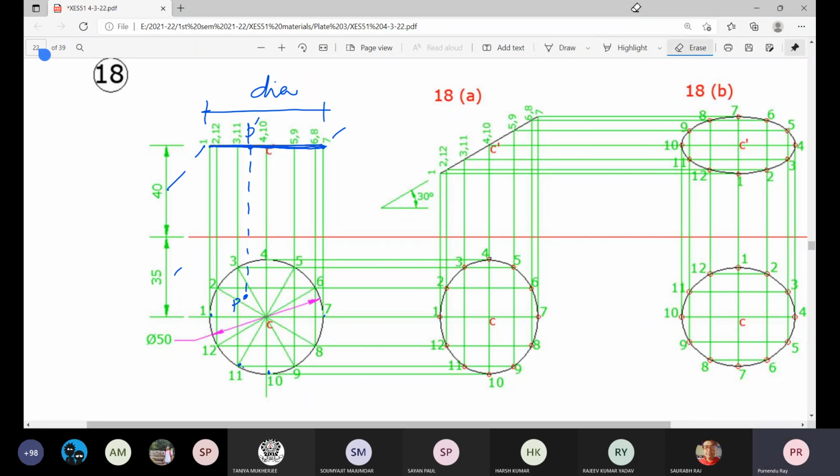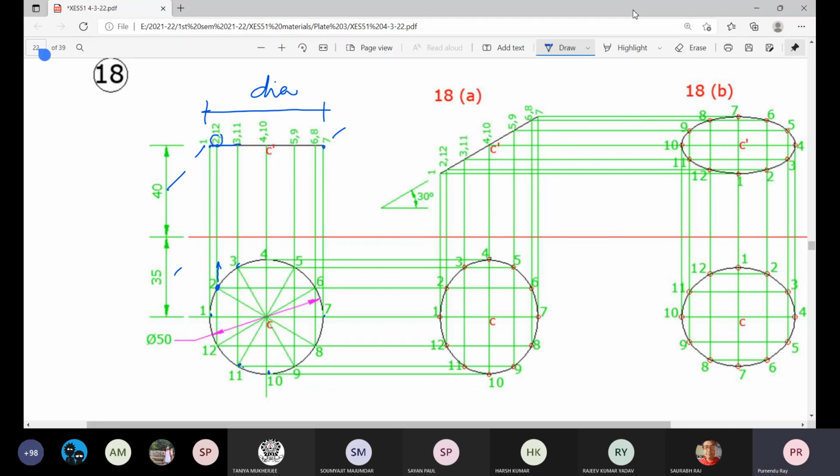Okay, and for other points, for point 2, 2 dash will be along this vertical projector, and the elevation is located on this horizontal line. So this will be for 2 in elevation.